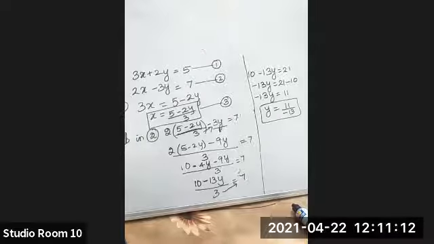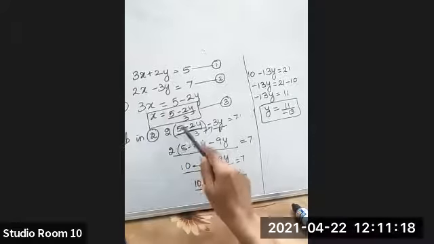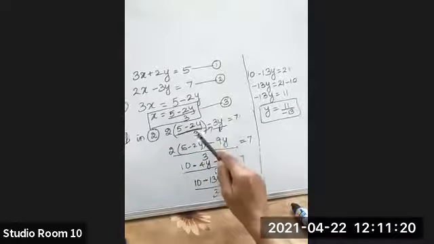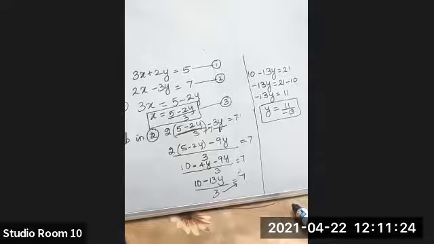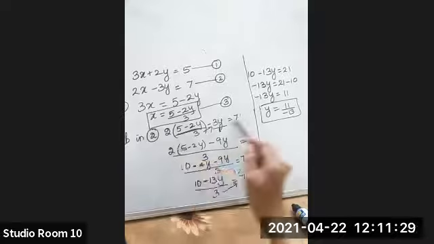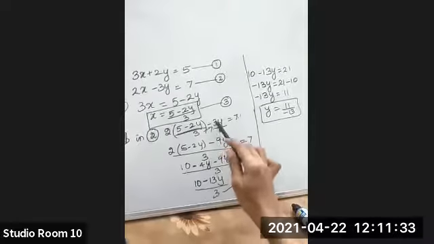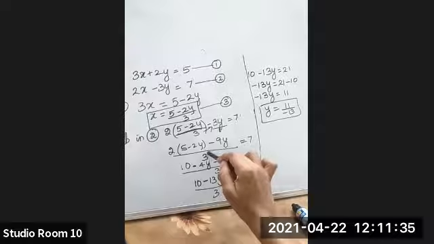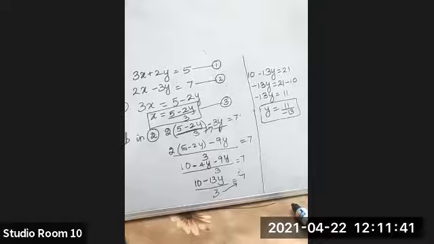Once we find x in terms of y, substitute that in the second equation. You substitute for x: 2 into 5 minus 2y by 3 minus 3y is equal to 7. Here 3 is for only the first term. What we are doing here? We are taking the LCM. We cross multiply the 3. So 2 into 5 minus 2y minus 9y, whole thing by 3 is equal to 7.